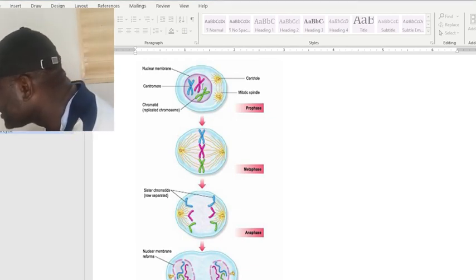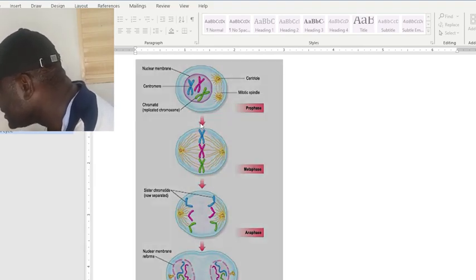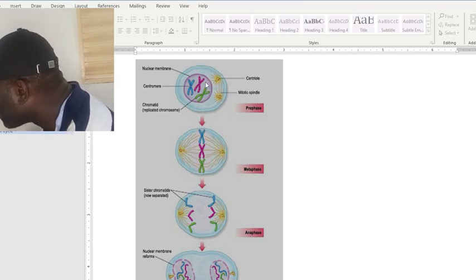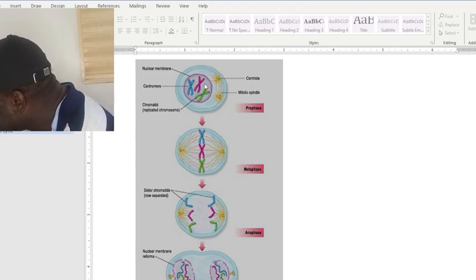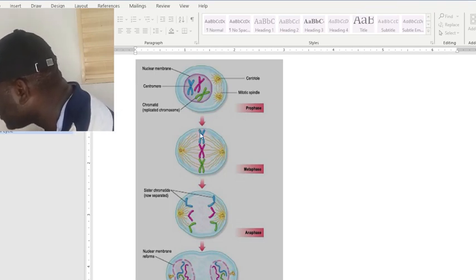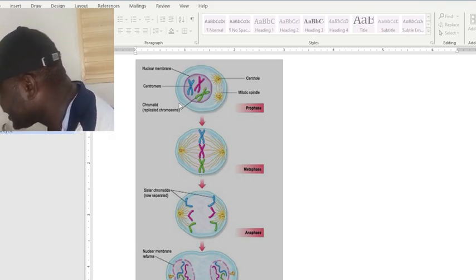So you see, this is prophase, and these are the chromosomes. Then this is the nuclear envelope. Anytime you see purple, that's the nuclear envelope. In prophase, this nuclear envelope will break down. It has to break down. When it breaks down, then the chromosomes will now align at the center. That's what happens in metaphase. The chromosomes align at the center.